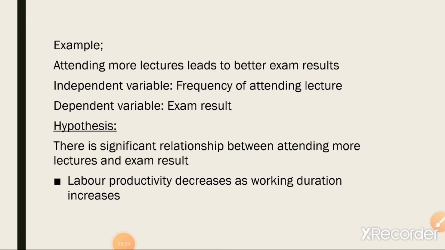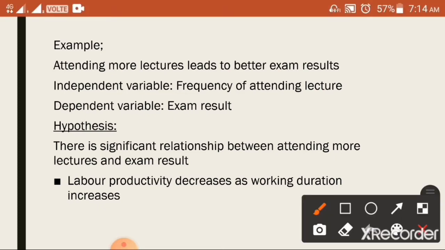Here I would like to give an example of a hypothesis. For preparing a hypothesis, we should know what an independent variable and a dependent variable are. Here is an example. Attending more lectures leads to better exam results. It is a general example, not related to commerce. Here is a statement, so it should have one dependent variable and one independent variable. The independent variable is the frequency of attending lectures. It is independent, that we can change.